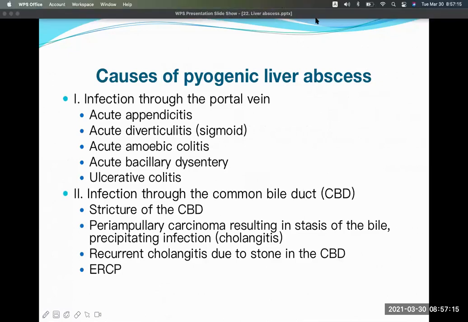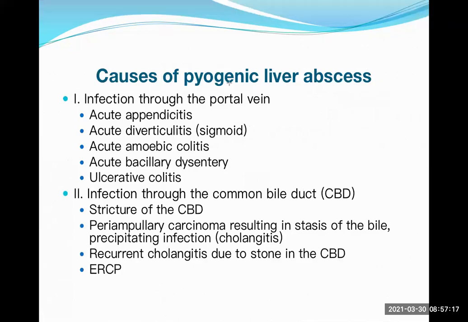Now, what are the causes of pyogenic liver abscess? How does bacteria reach the liver? This is a very important part of the lecture. The infection may reach the liver through the portal vein. Isn't it? The portal vein takes 80% of the blood to the liver. Remember that. Most of the GI tract blood is collected and taken to the liver. So in case of acute appendicitis, the infection can easily go to the liver through the portal vein.